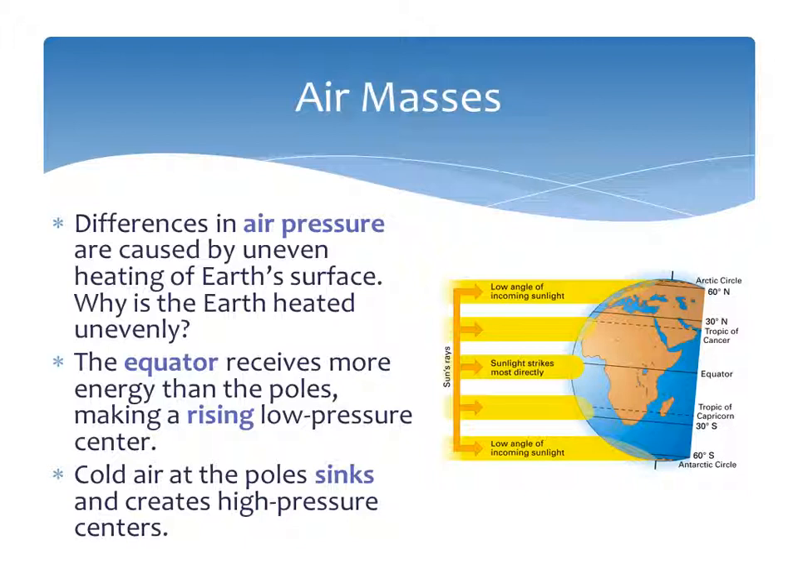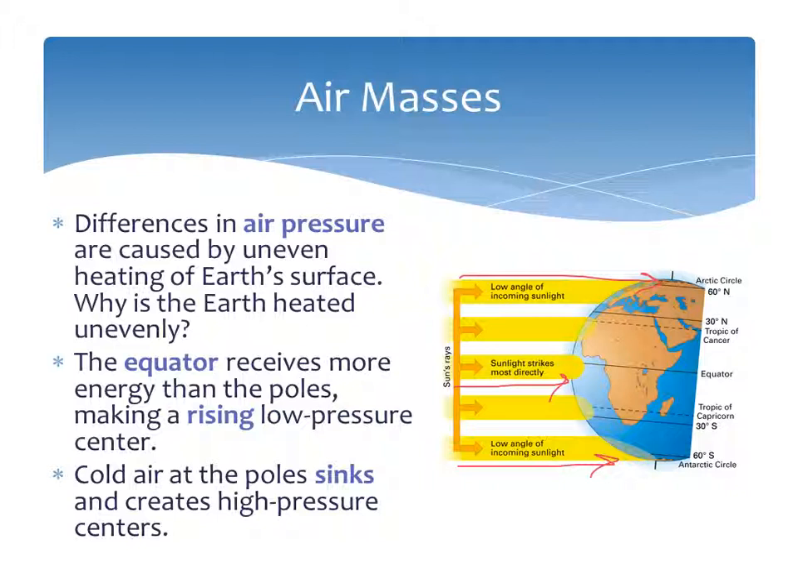You can see in this picture that the sun's rays are shining on the Earth at different angles. So here is where the sunlight is striking most directly. You get the most intense light there. But closer to the poles, you end up having a low angle of incoming sunlight because you're getting to the part that is curving away from the light. So that would be why the Earth is heated unevenly.